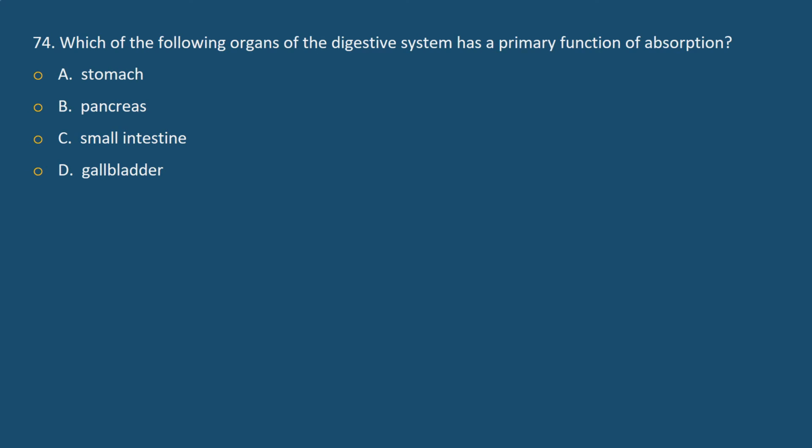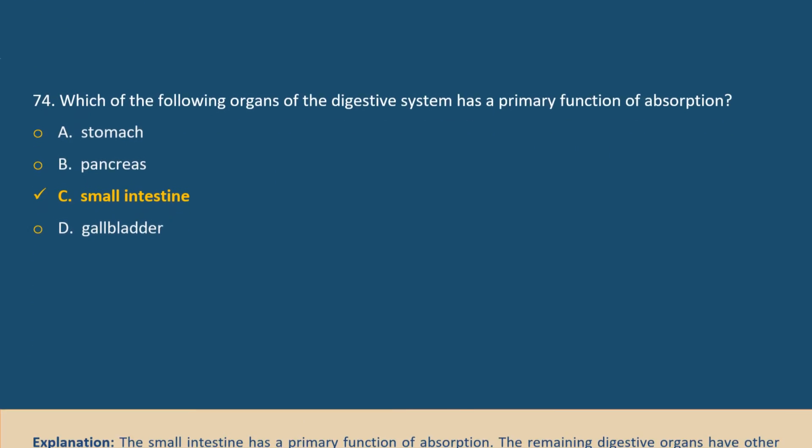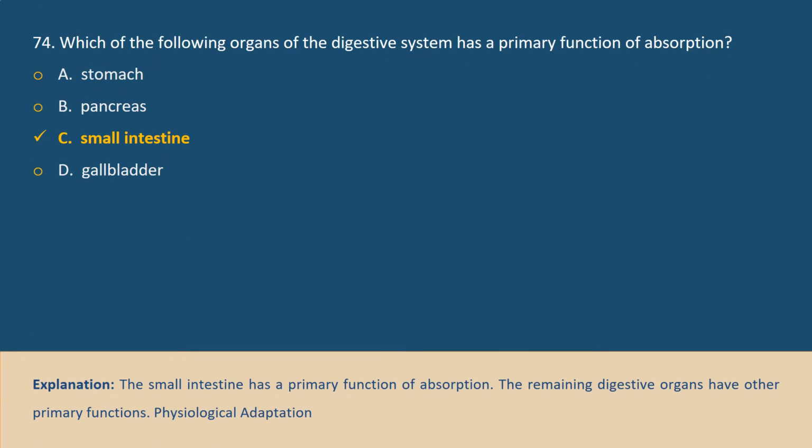Question 74. Which of the following organs of the digestive system has a primary function of absorption? A. Stomach. B. Pancreas. C. Small intestine. D. Gallbladder. Answer C. Explanation. The small intestine has a primary function of absorption. The remaining digestive organs have other primary functions. Physiological adaptation.